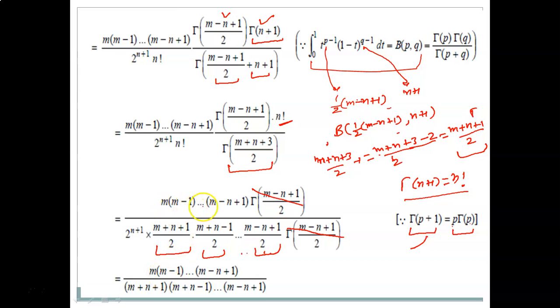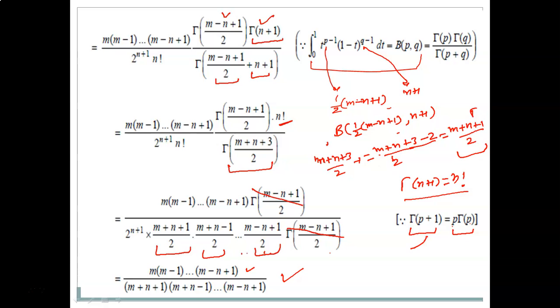We are left with m into the upper one, the numerator. You can see m into m minus 1 and so on up to m minus n plus 1. So this is the numerator, and in the denominator we are going to have m plus n plus 1, m plus n minus 1, and m minus n plus 1. So this is the expression we wanted to prove.